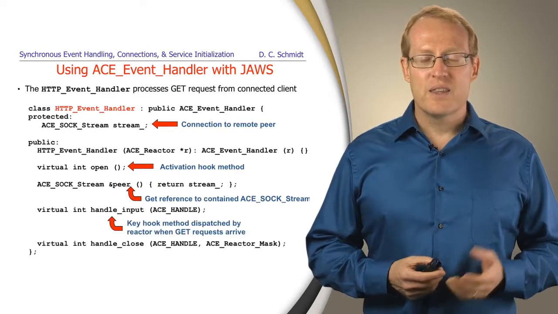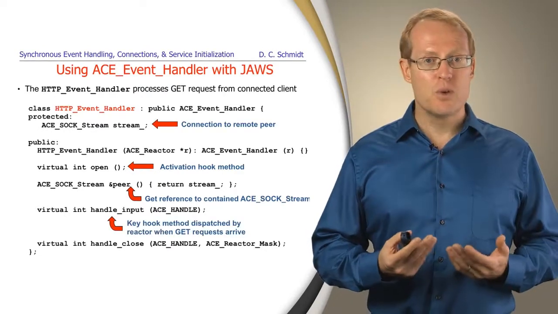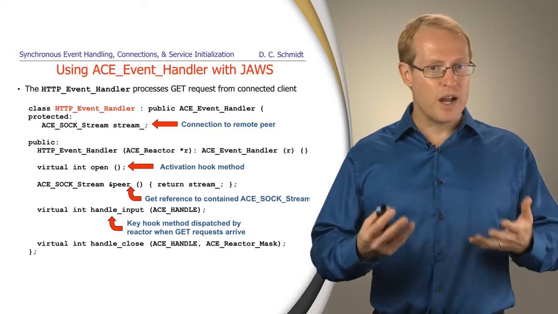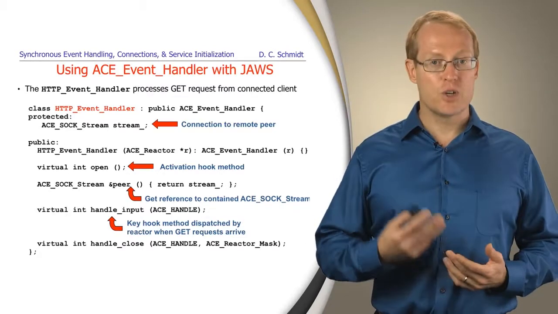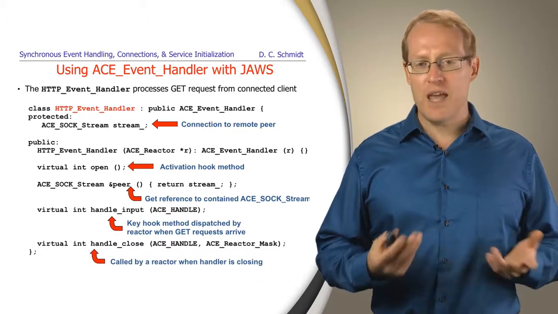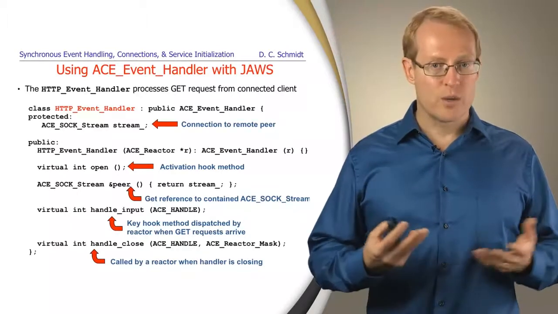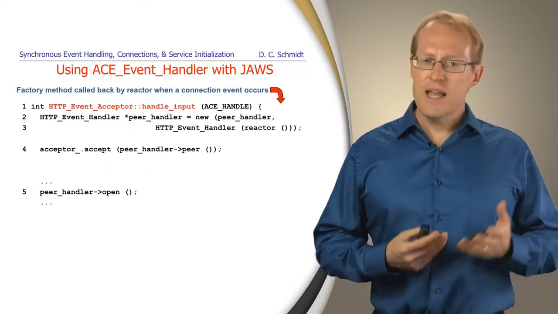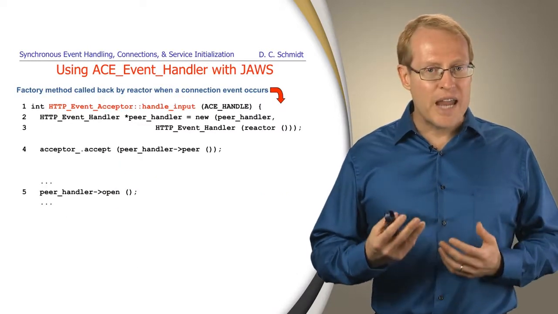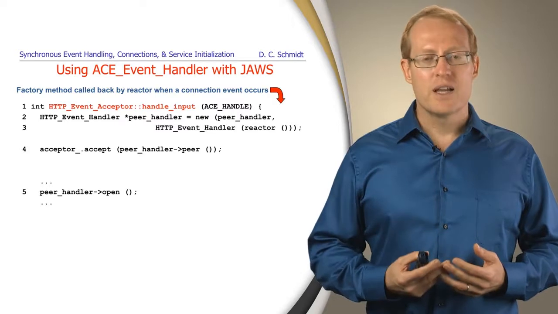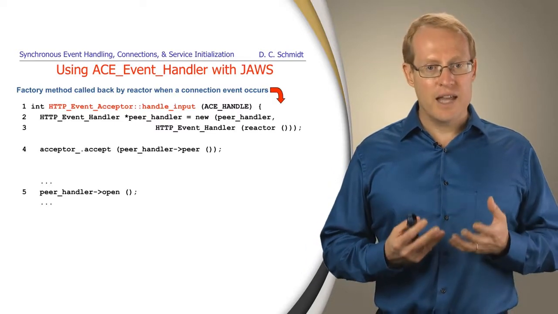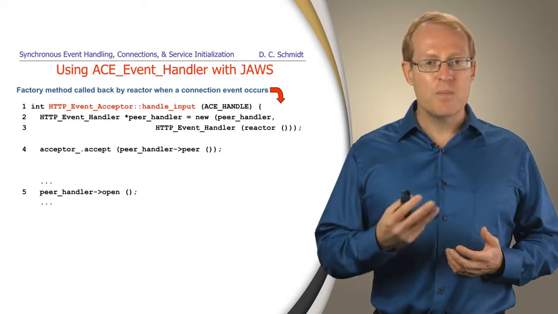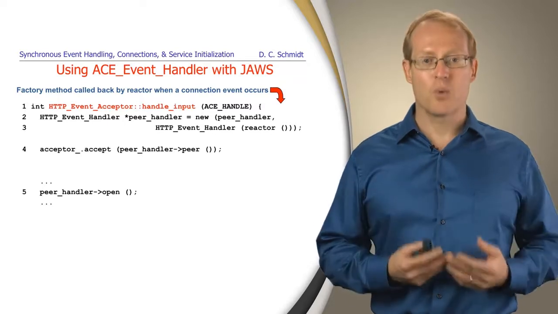in order to access the connection to the client whenever we need it, once it's connected. There's a handle input method, which will be used when the GET requests or other kinds of HTTP messages show up from clients. And then there's a handle close method that's used when we're going to be shut down, when we're all done processing, or if an error occurs. Now that we understand a little bit about HTTP event handlers, let's talk about how the handle input method of the HTTP event acceptor works.